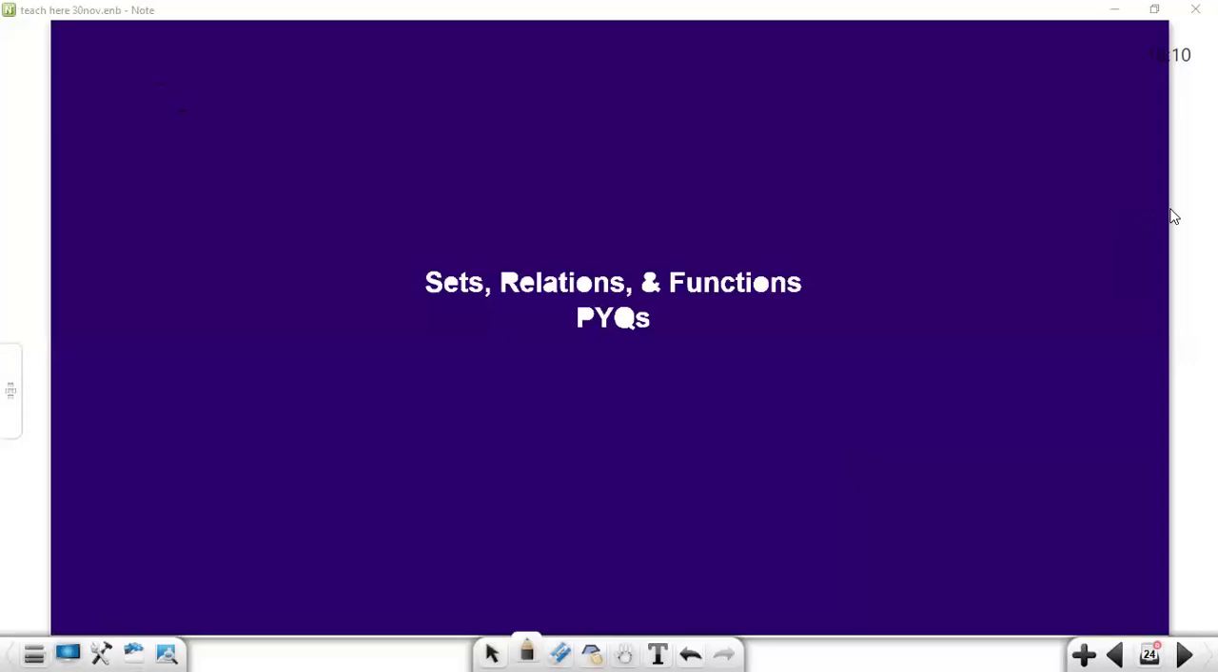Okay, so sets, relation, and functions. As you also know, in the UPSC NDA 2024 paper, there were 7 questions asked from this particular chapter. And this chapter is not that hard, so we had better practice it.